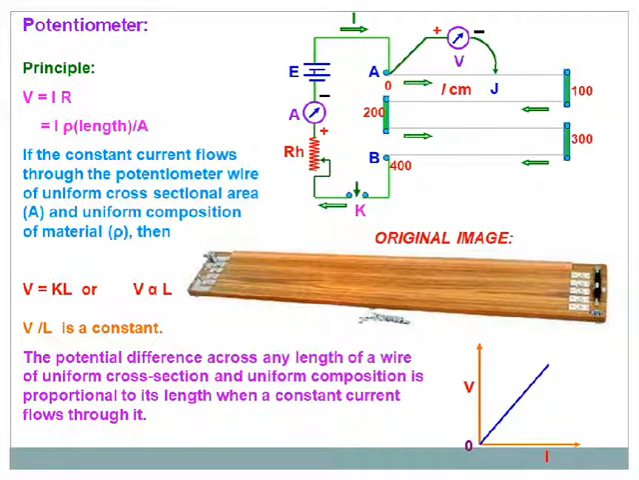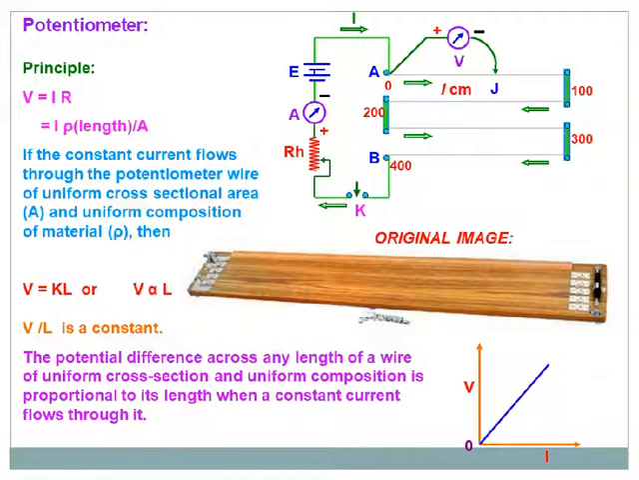So the circuit diagram is there. Now we'll see what the principle is. The principle is that the potential difference across any length of wire of uniform cross section and uniform composition is proportional to its length when constant current flows through it. What are the terms which are included in the principle? First is the uniformity of cross section and composition of the wire, and constant current. These 2 terms we are going to see in the principle, and what we are getting is that V is proportional to L, that is length.